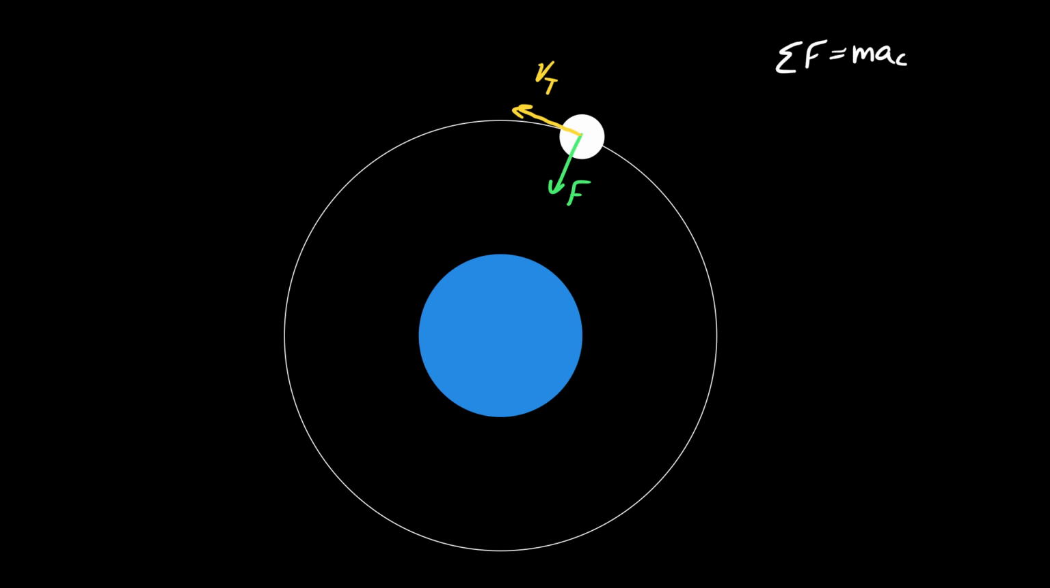Now that force is provided by gravity, which means that that force has to do with the mass of the planet, the mass of the satellite, the universal gravitational constant G, and in this case, r squared, which represents the separation distance.